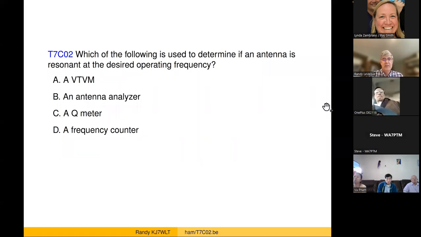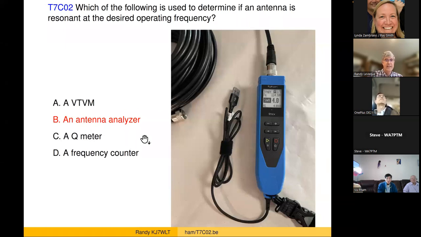Okay, which of the following is used to determine if an antenna is resonant at the desired operating frequency? Resonant typically means that waves of a particular frequency bounce back and forth on your antenna. It's the right length related to the wavelength of the radio waves at the frequency you're trying to use. You would like to analyze your antenna to see whether it's operating right. And the answer is an antenna analyzer.